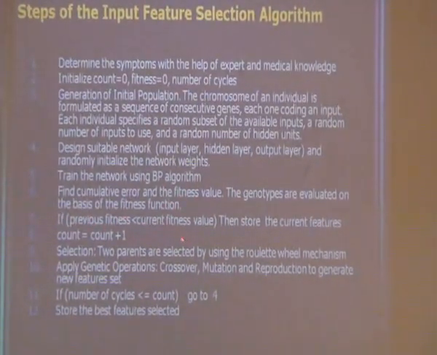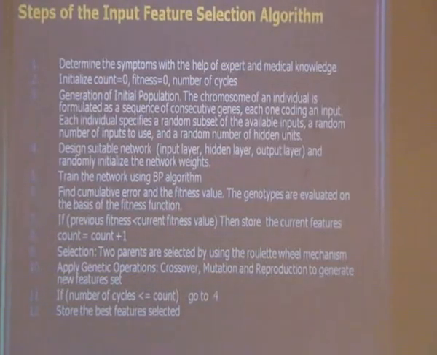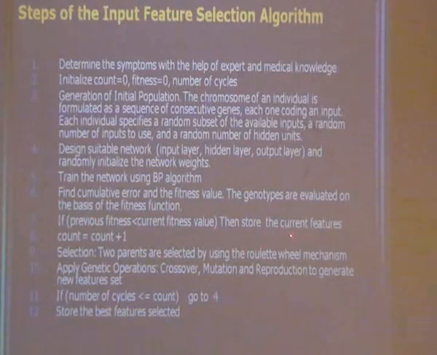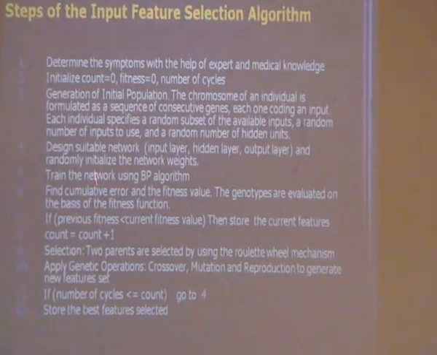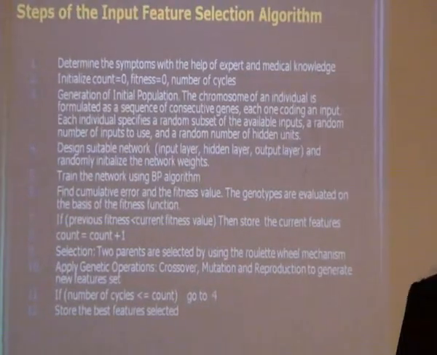This error indicates the fitness value. For every feature, if the previous fitness is less than the current, then store the current value. If it is greater than the mean, you can go to the next level. If it is greater than the mean, then you have to apply the genetic operators, selection, crossover, mutation and reproduction, and this will be repeated for all the 20 features.